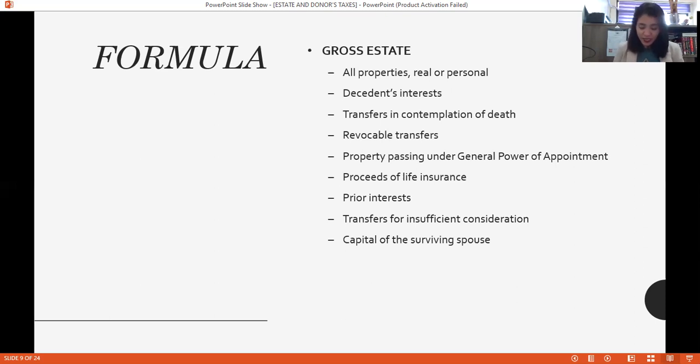Then we have prior interests. So all rights, no, that are not included, no, in the above mentioned, no, items are part of the gross estate. Then we have transfers for insufficient consideration. Like for example, nagbenta ka ng property, yung talagang value ng property is 1 million, benenta mo lang ng 100,000. So sabi ng batas, that could be a transfer, no, for insufficient consideration. So yung difference between the fair market value and the selling price, pwede siyang isali sa gross estate.